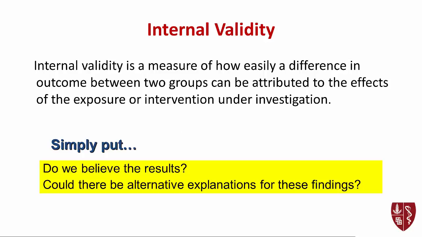So what do we mean by internal validity? Well, internal validity is a measure of how easily a difference in outcome between two groups can be attributed to the effects of the exposure or intervention under investigation. So simply put, these are the 2 questions I ask when I'm thinking about internal validity. 1, do we believe the results? Or 2, could there be other alternative explanations for these findings?